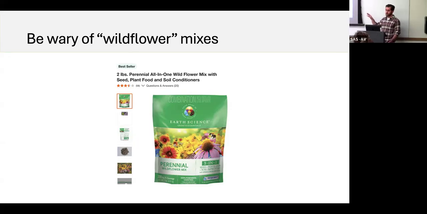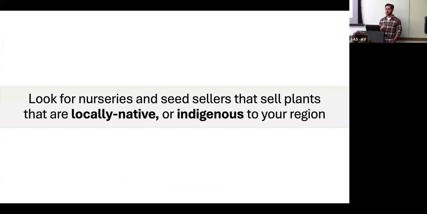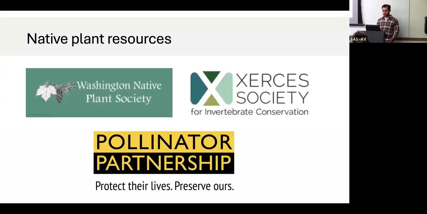Some of them are better than others, but the best thing to do is look for local nurseries and seed sellers that sell plants that are locally native, or what we call indigenous to your local region. Some great resources to help you do this are the Washington Native Plant Society, the Xerces Society for Invertebrate Conservation, and the Pollinator Partnership. They also both have eco-regional planting guides that will tell you what the native plants are to your ecoregion, the area that you live, that also support pollinators.